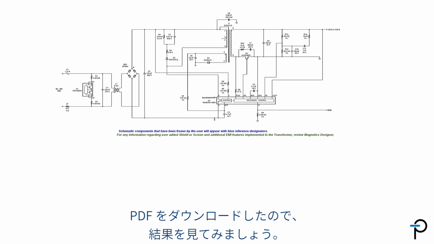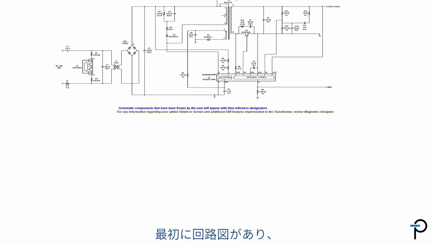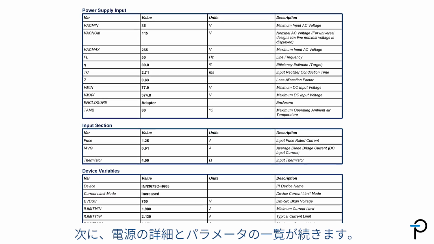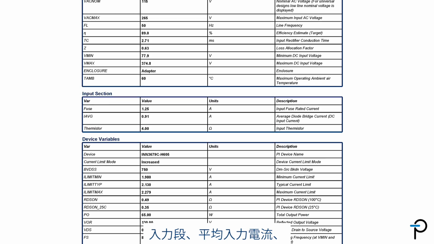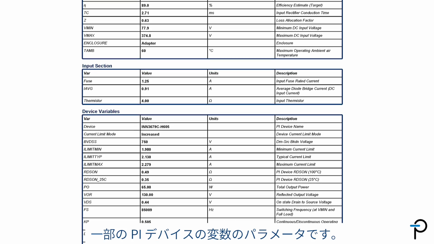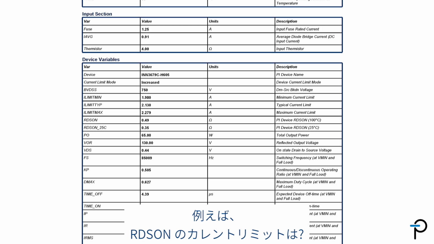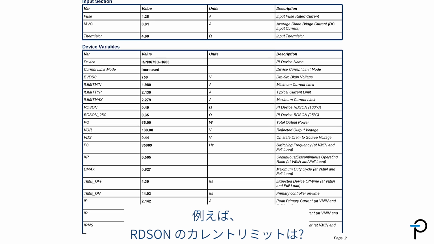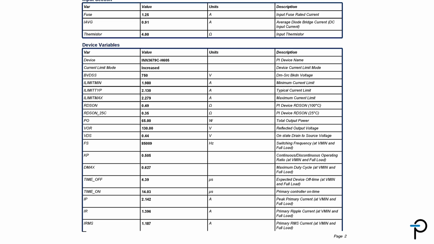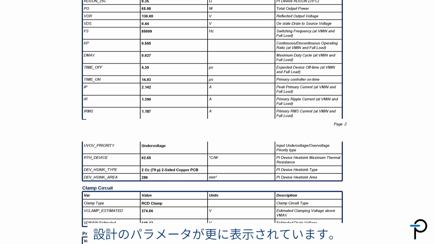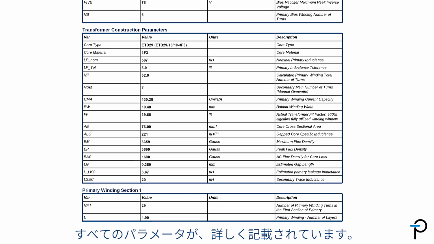Now that we've downloaded the PDF, let's take a look at it. First up is the schematic, followed by a lot of the power supply details and parameters. Parameters for the input stage, average input current, some of the PI device variables. For example, what's the current limit, RDS on. Those are all listed and you can get in-depth info about the design. As you scroll down, you can see more parameters on the design. All parameters are provided in full detail.